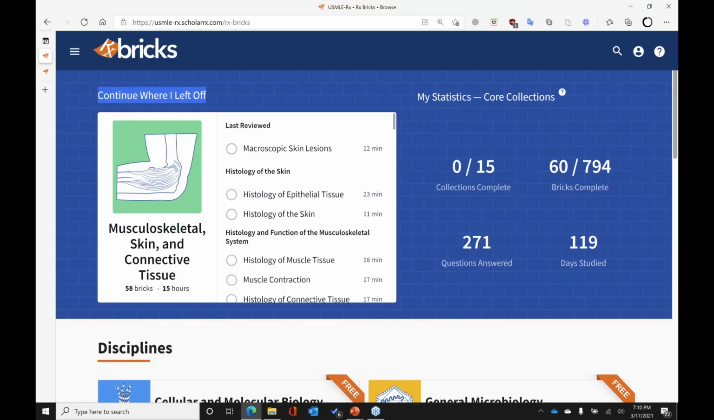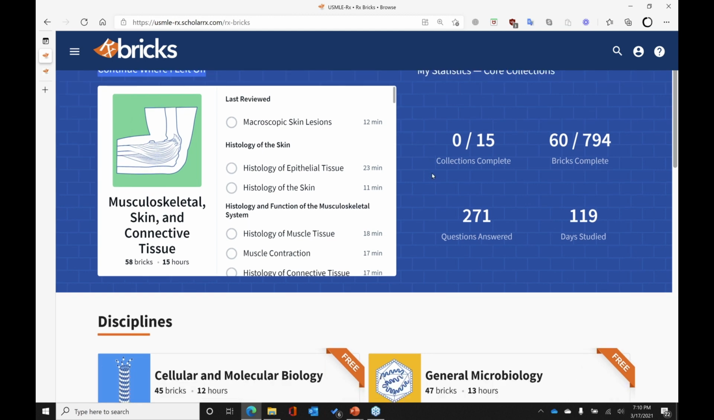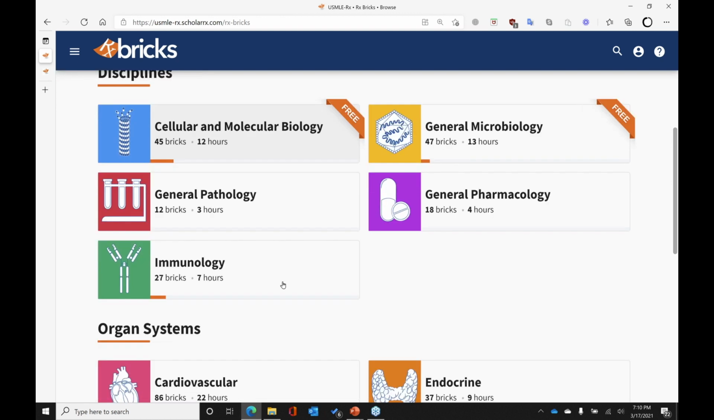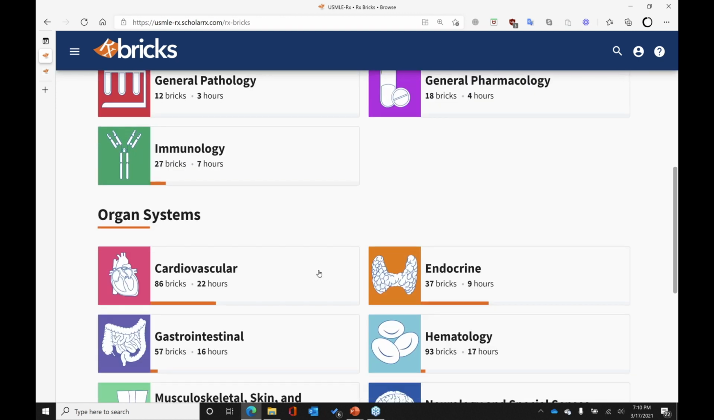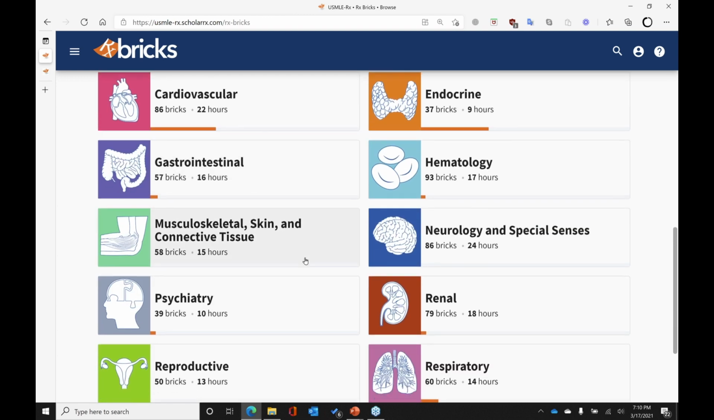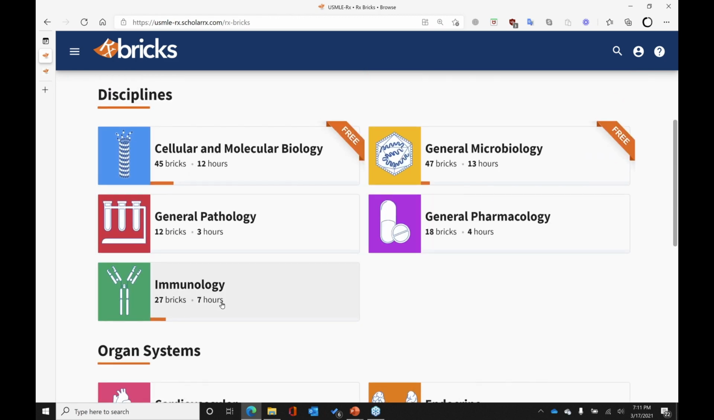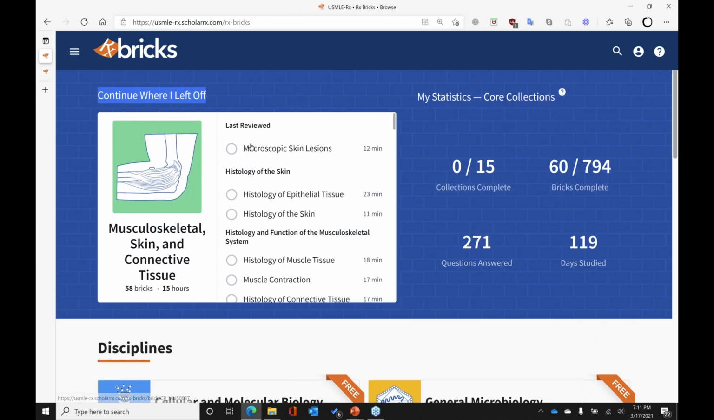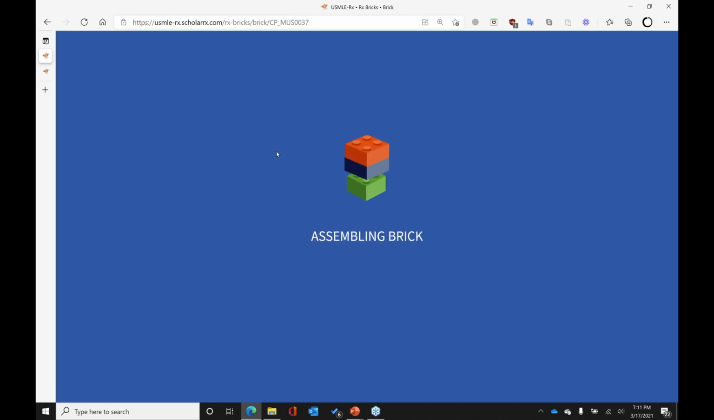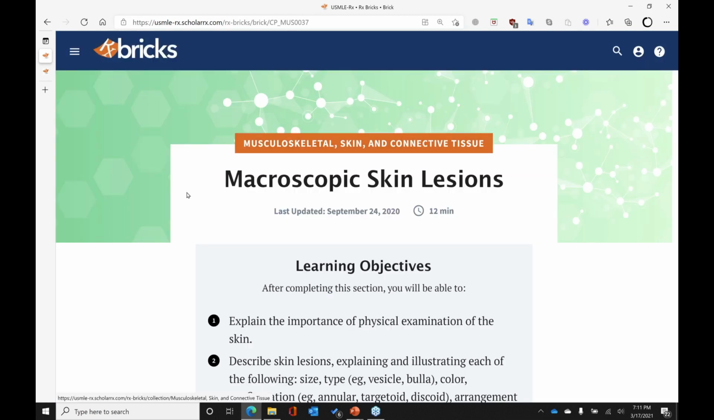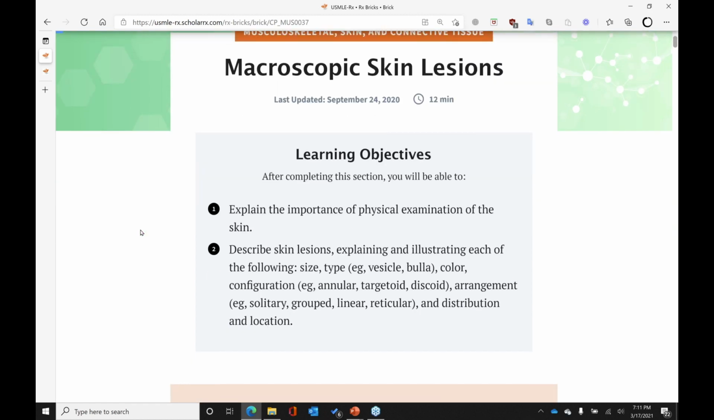So you can see that this is our brick system, and these are the disciplines that we have that are pretty typical, obviously, what you might be learning in pre-clerkships with disciplines and then organ systems and so forth. We also have some bricks that are created by some of our community education partners. And you can see that it tracks where I left off, and I happen to be in this macroscopic skin lesions, which is going to be a setup for some of the questions we're doing here. And you can see how we clearly explain and delineate the takeaways that you want to be able to do when you're done with a brick.